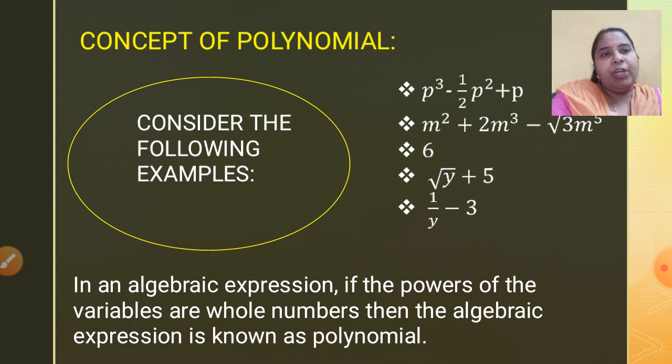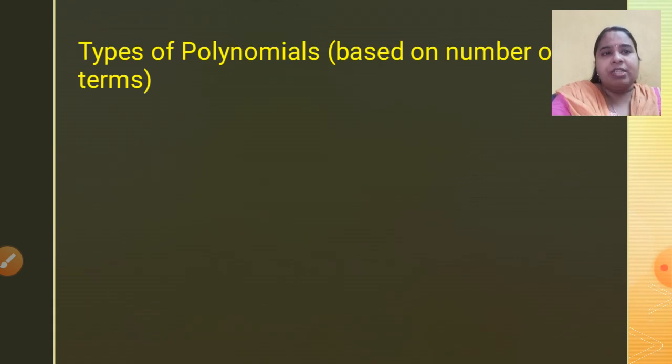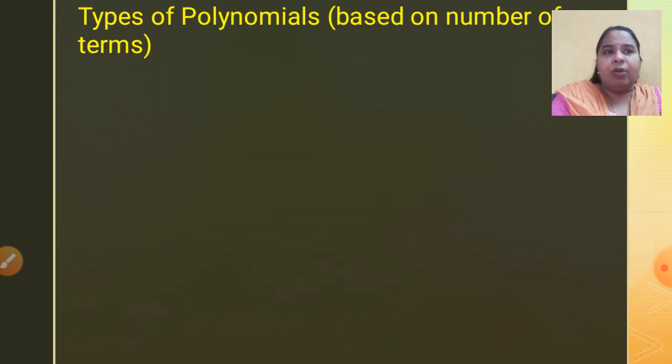Yes, what you need to remember is that the degree should be a whole number. If it is a fraction, it is not a polynomial. Even if it is a negative number, it is not a polynomial. Okay? Now, after this, what I need you to understand is what are the types of polynomials.